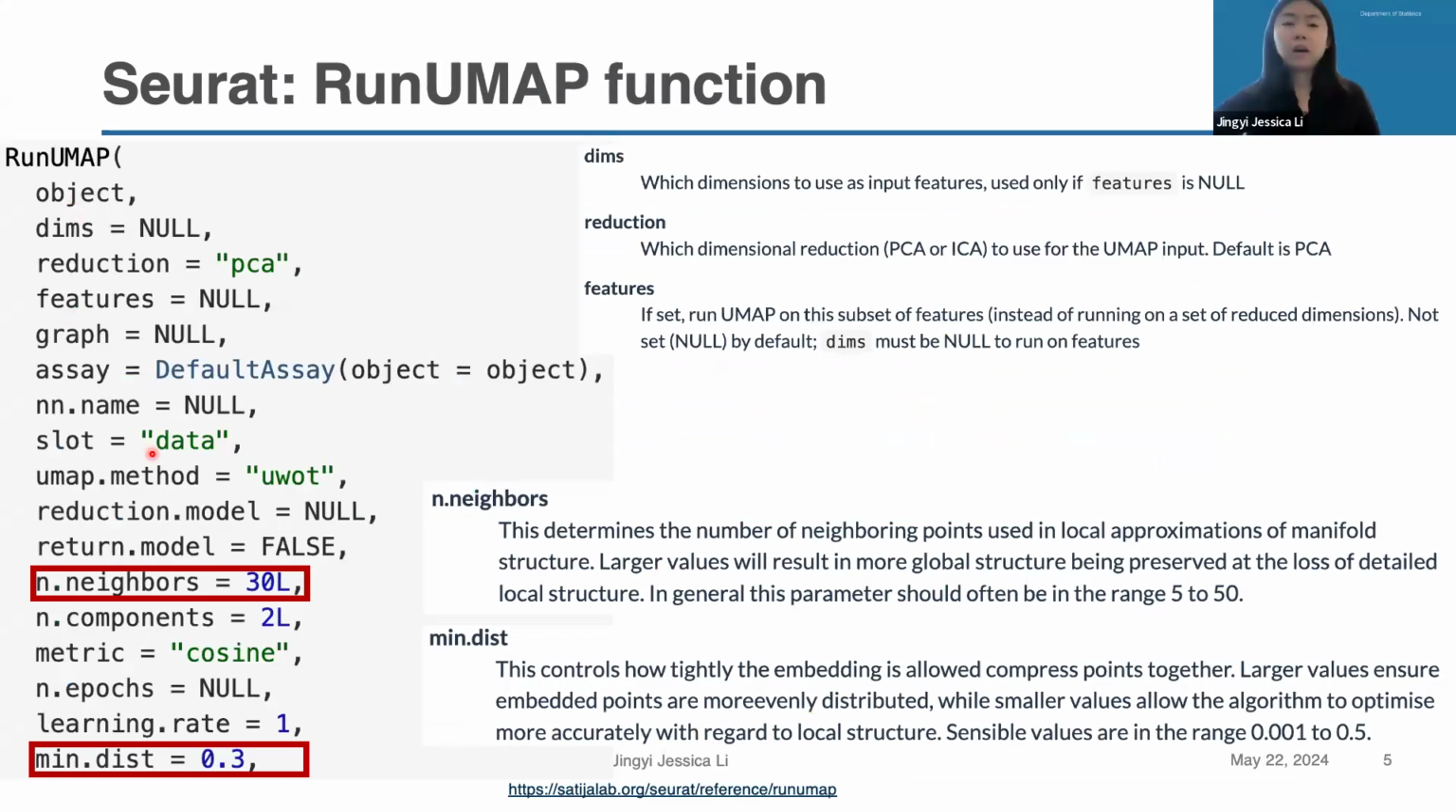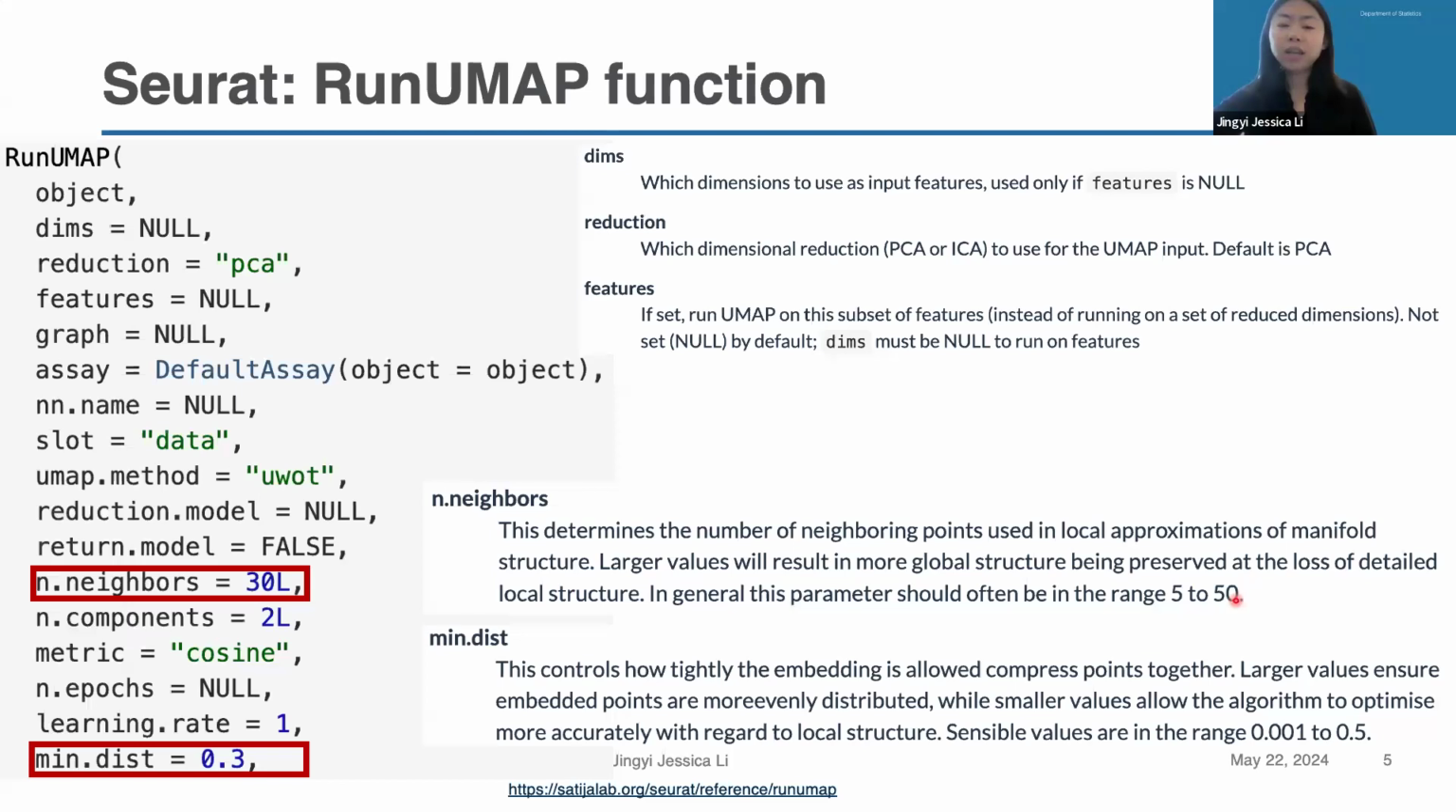There are two key hyperparameters I want to first talk about, n.neighbors and min.dist. So these will appear in a later introduction about UMAP. n.neighbors determines the number of neighboring points used in local approximation of manifold structure. So this is a term, manifold, I don't know how many of you have heard about, and we'll introduce it on the next slide. Larger values will result in more global structure being preserved at the loss of detailed local structure. In general, this parameter should often be in the range of 5 to 50.